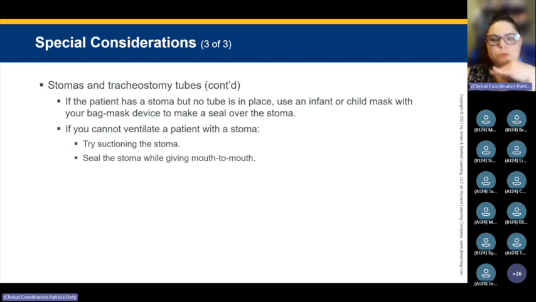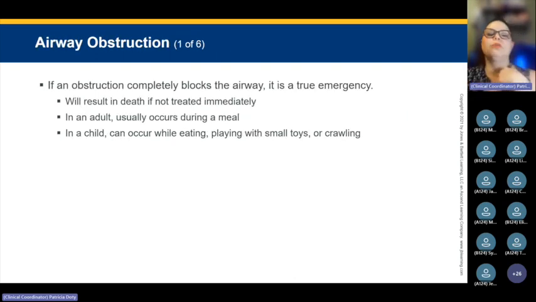So when we're suctioning, we're going to try to suction the stoma with a French tip or a soft catheter. And remember, when we talked about adults being no longer than 15 seconds, you're actually going to back that up a little bit because we're not dealing with this area right here. So we're going to do 10 seconds.